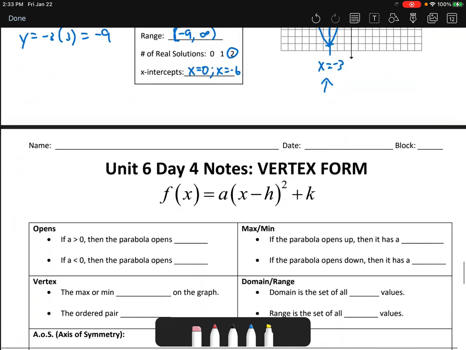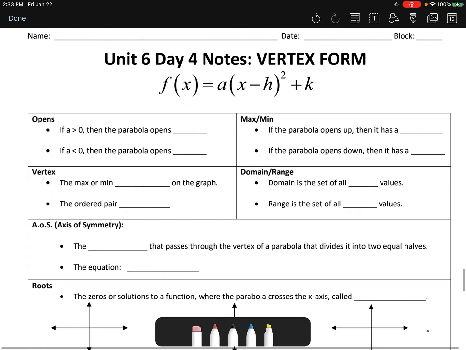And today's lesson is going to be vertex form. Vertex form has a very specific form like the other two, unique to itself: a times the quantity x minus h squared plus k. Now, much of it is just like we did before.